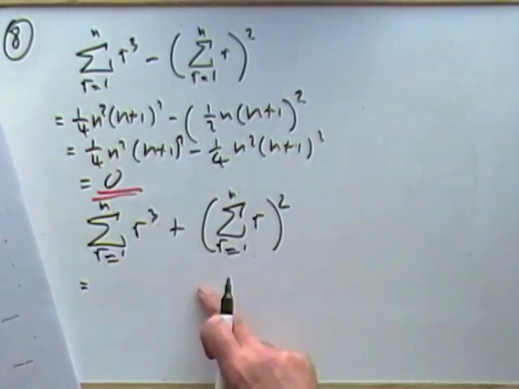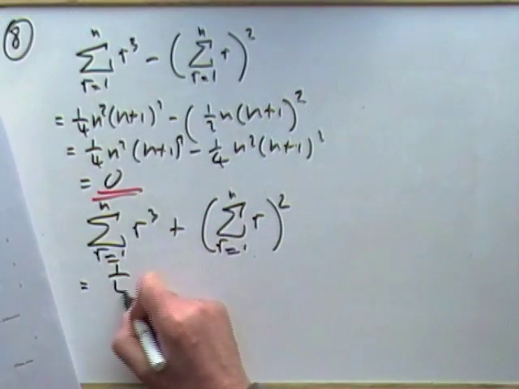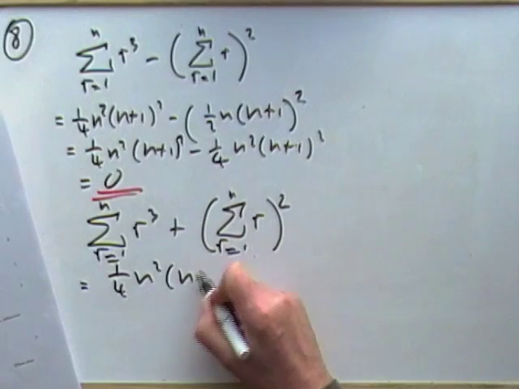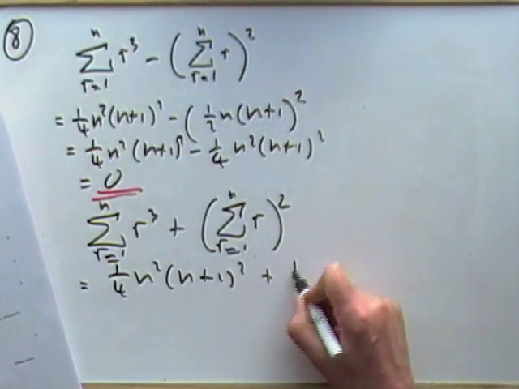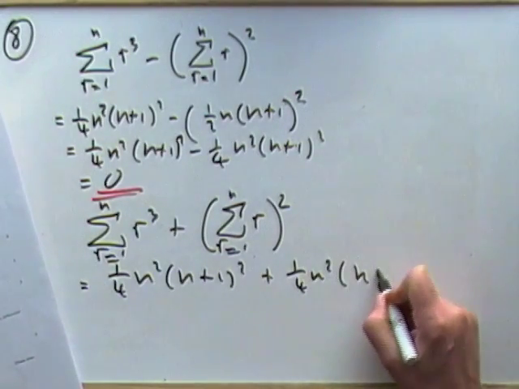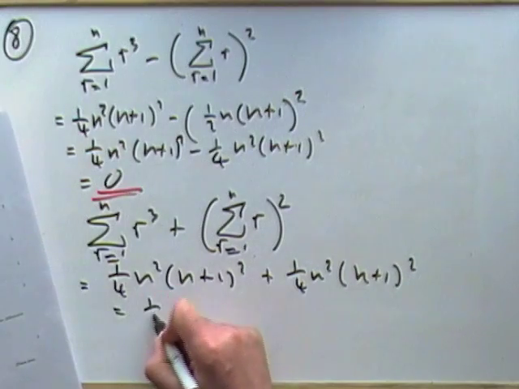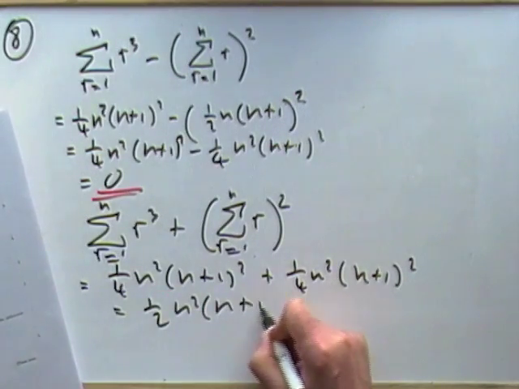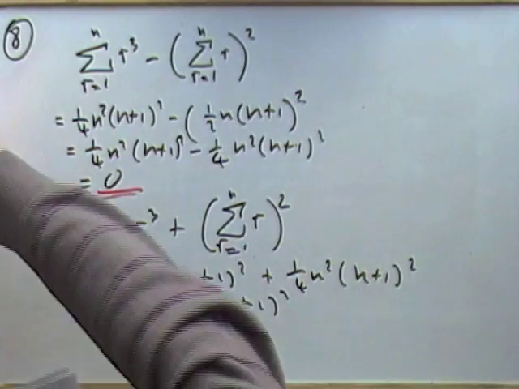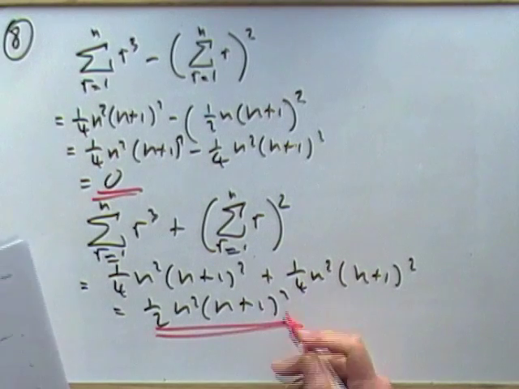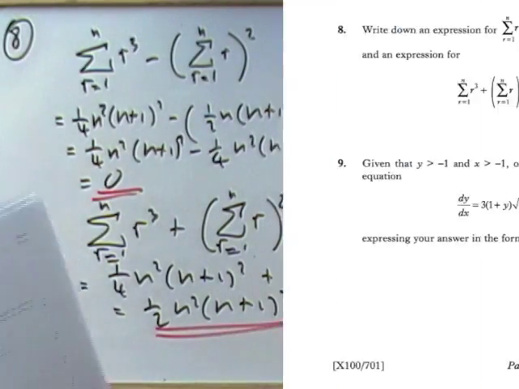Once you've done that, the answer to that is just going to be double that. You've already done it. You've got a quarter of n squared, n plus 1 squared, plus a quarter of n squared, n plus 1 squared, so it's a half of n squared, n plus 1 squared. Well, that was question 8.